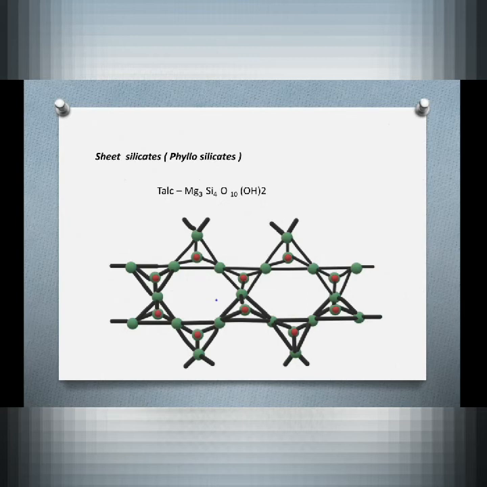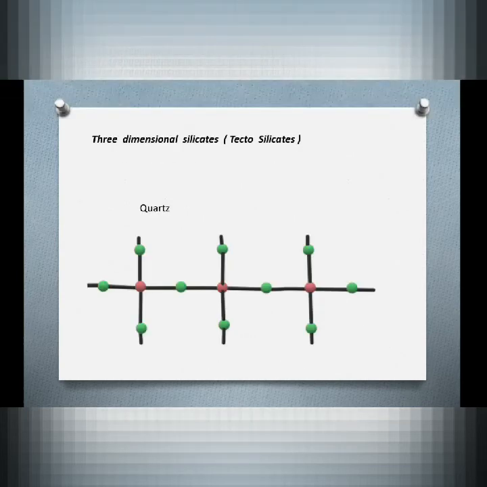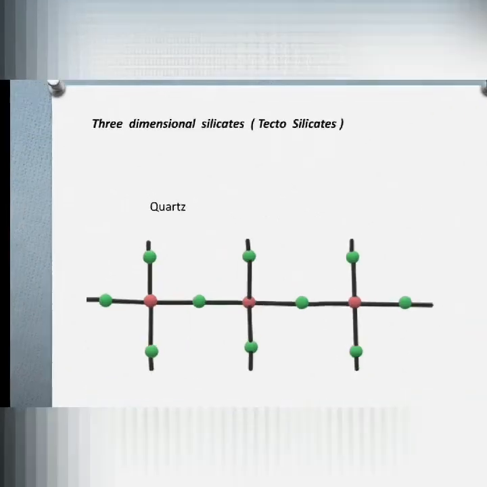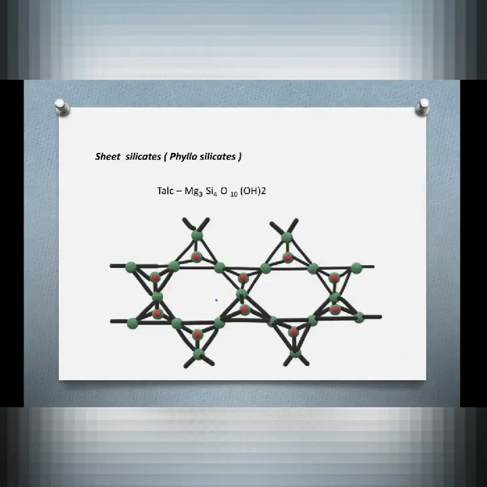Here the beauty is that all tetrahedral units share 3 oxygen atoms with another 3 tetrahedral units, and one example of this is talc. Talc is an example of sheet silicate. It is a silicate of magnesium.